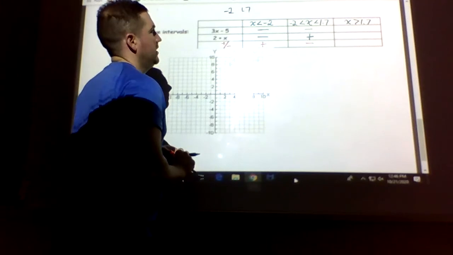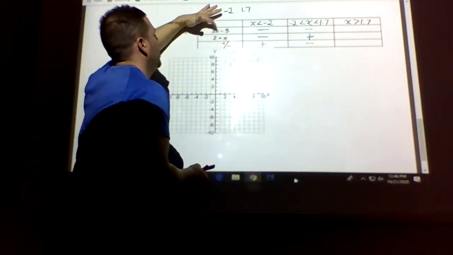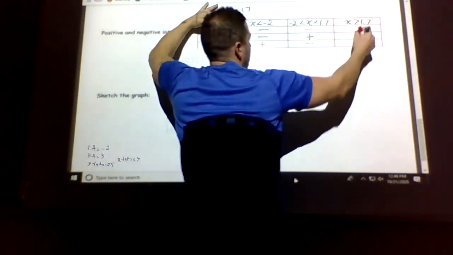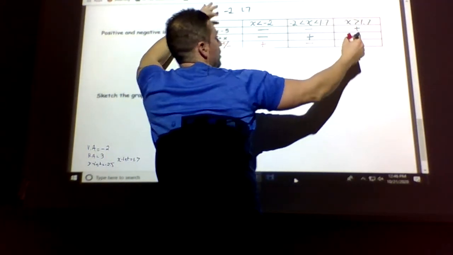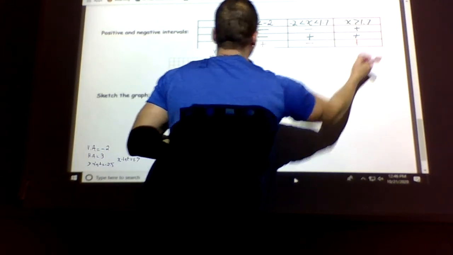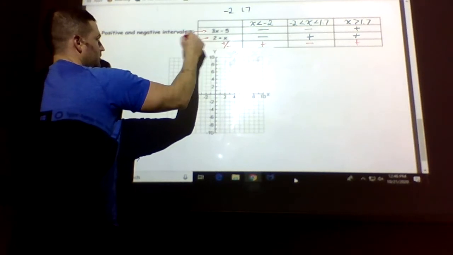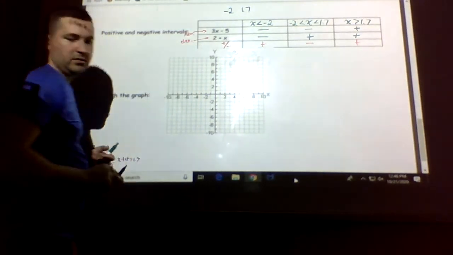And lastly, larger than 1.7, so if I plug in 2 here, I'll get a positive answer, and then the numerator, another positive answer. And 2 positives is positive. So remember, this is the numerator, and that's the denominator.